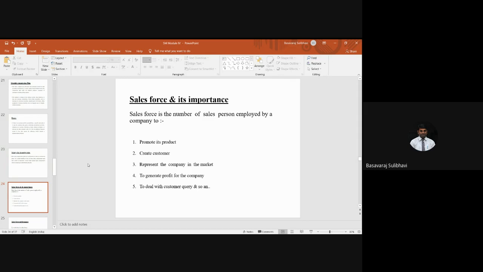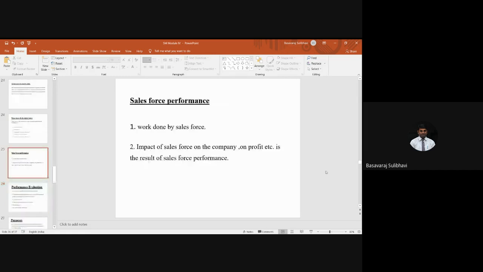And also to bring revenue for the organization, to increase the profit of the organization. These people will also be taking care of customers' queries, handling the objections of the customers, dealing with the problems of the customers and solving those problems on behalf of the organization. So here, we said, is the work done by a Salesforce.